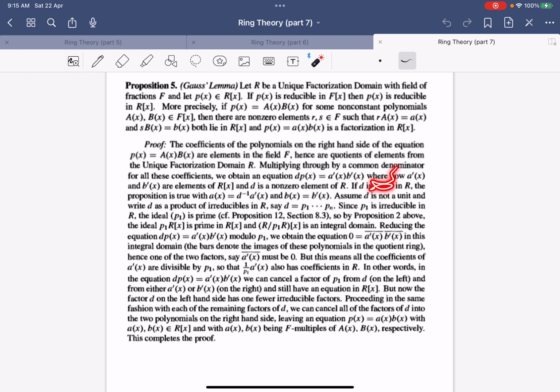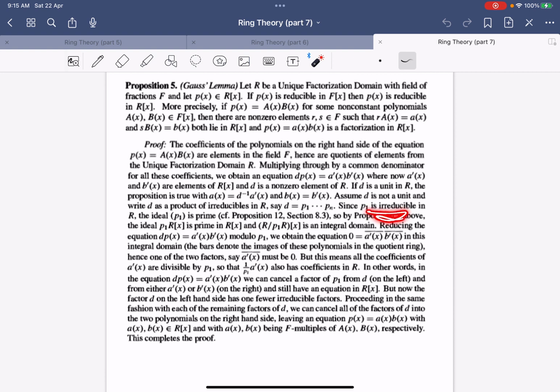If D is a unit, then the proposition is true, because we have found our factorization in R. So we assume that D is not a unit, and so it must be a product of irreducibles, since R is a UFD.